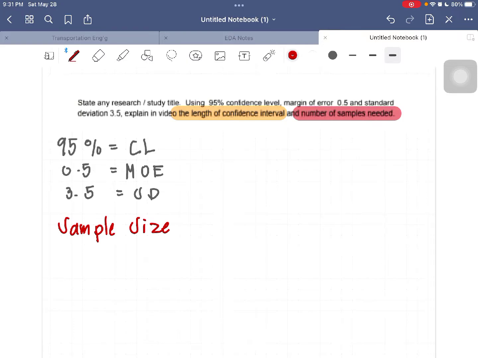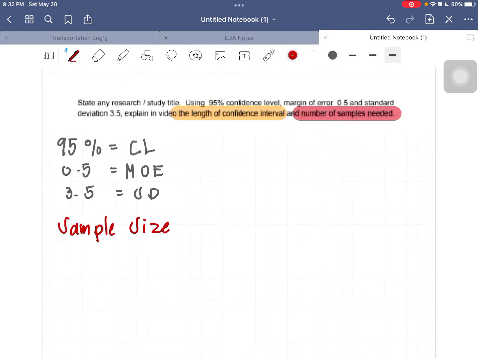So, in this problem, we were asked to find the length of confidence interval and the number of samples needed. But before we solve anything, we need to identify the given. So, our confidence level is 95%. Our margin of error or E is 0.5 and our standard deviation is 3.5.